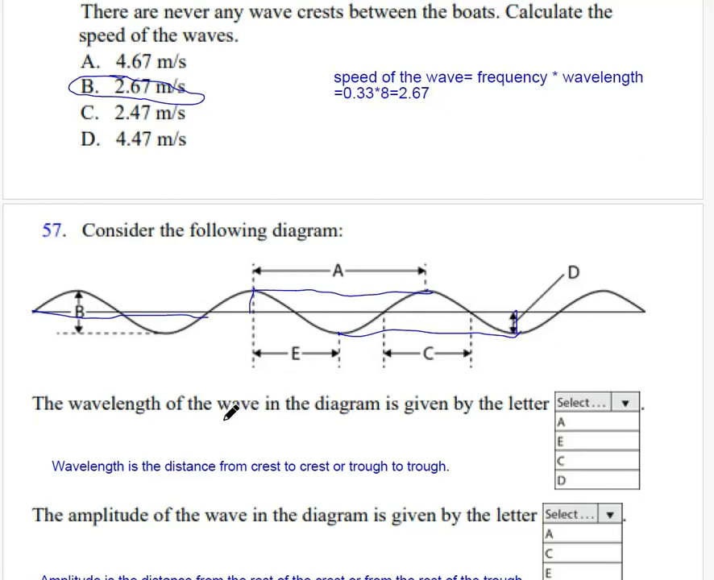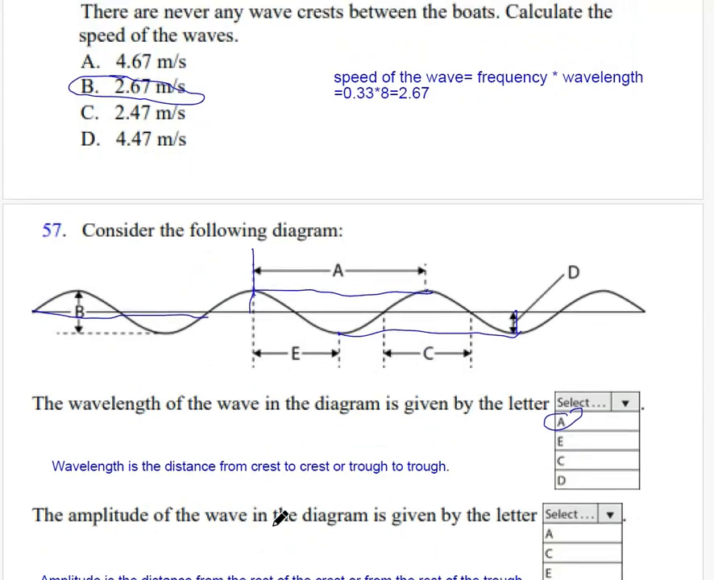Okay, so the wavelength of the wave in the diagram is given by which letter? It's letter A, this one, because wavelength is the distance from crest to crest or trough to trough. So A is the answer here.